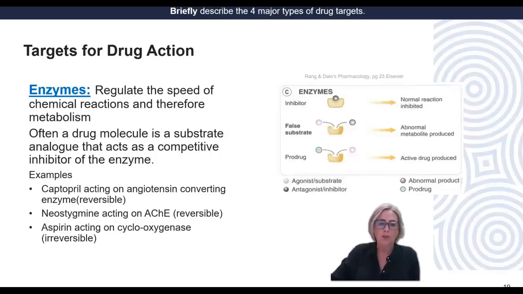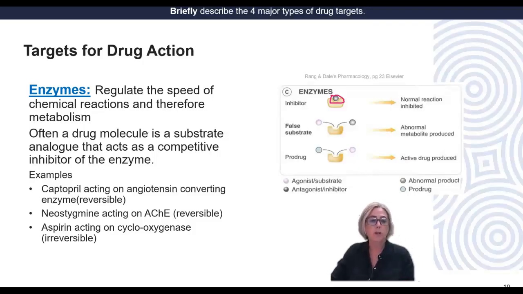And often a drug molecule is a substrate analog that acts as a competitive inhibitor of the enzyme. So that's what you're looking at here in terms of this little drug molecule. It's acting as an inhibitor, and the normal reaction is then inhibited. We've given you 3 examples here, but you don't need to remember the names of them at this stage.